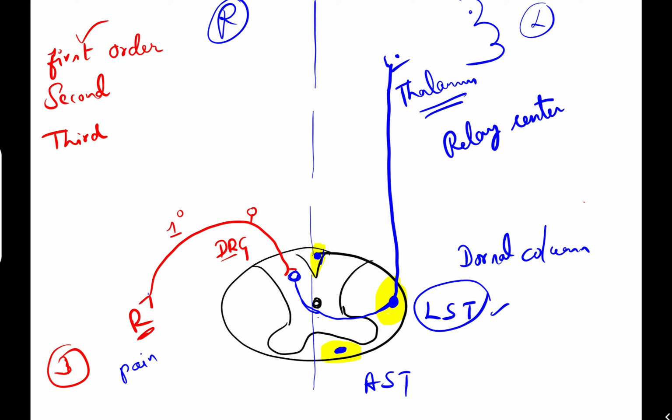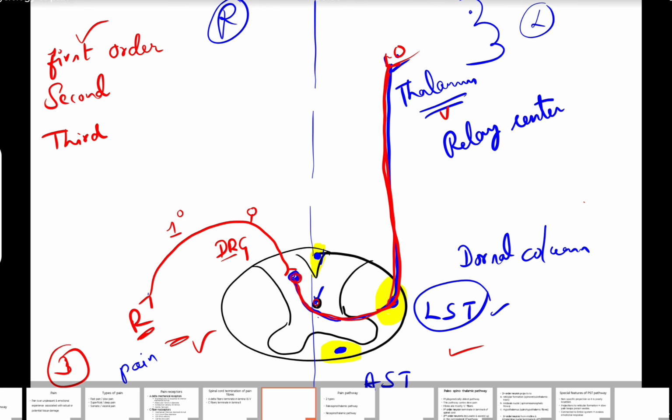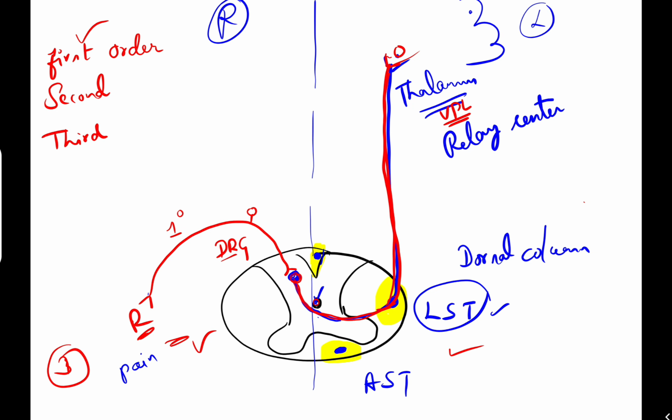Clear? So the second order neuron, what has happened? The cell body is present in the spinal cord. It crosses in front. This is the central canal of the spinal cord, right? So the second order neuron, which started from the spinal cord on the right side, crosses in front of the central canal, ascends in the lateral funiculus, and ends in the thalamus. Clear? Remember, in the thalamus there are so many nuclei. Specifically, it is the VPL nuclei of thalamus. That is where the second order neuron ends.